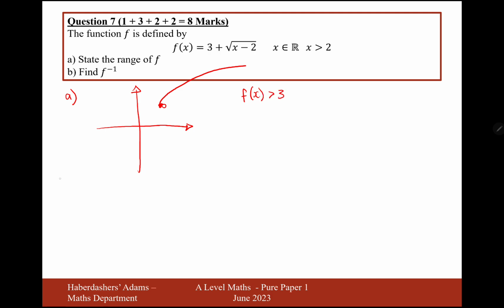Moving on to part B now. Find the inverse function. So let's set 3 plus the square root of x minus 2 equal to y, and now we're going to rearrange the function so that we get x as the subject. So we're going to take away 3 onto the other side, square both sides, and then add 2.